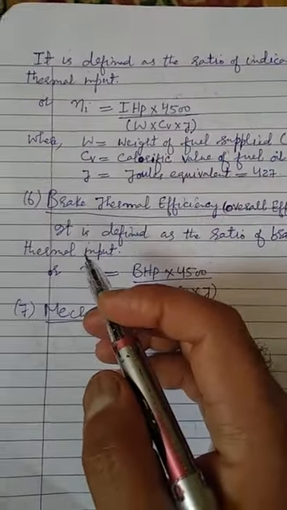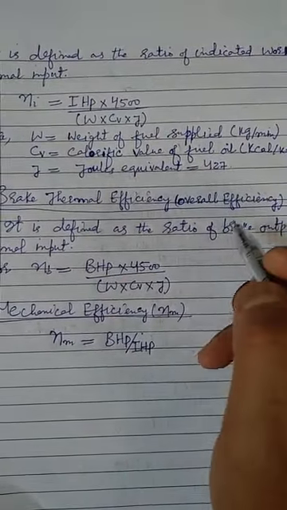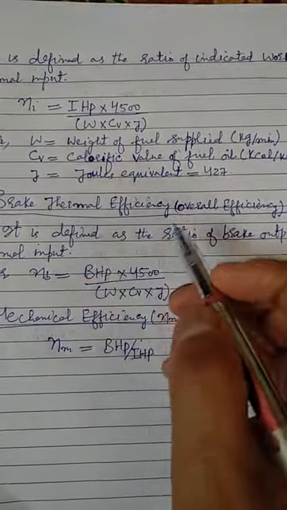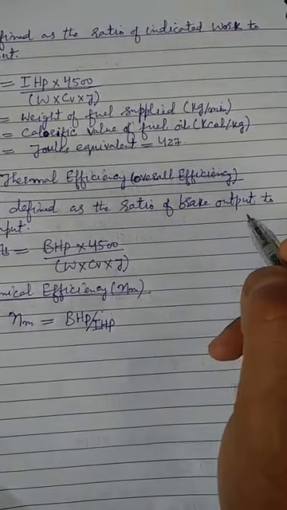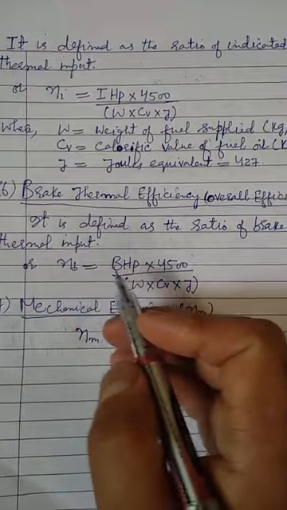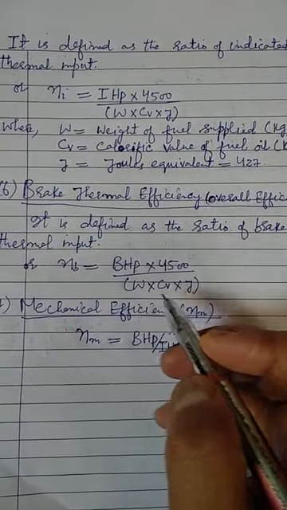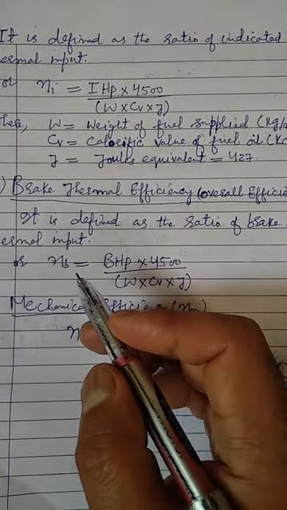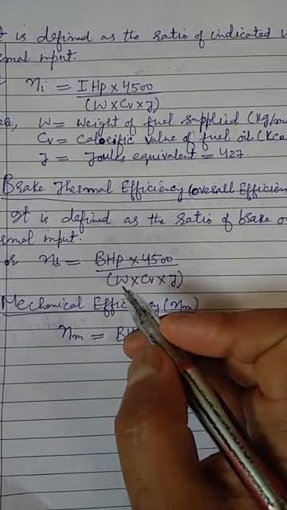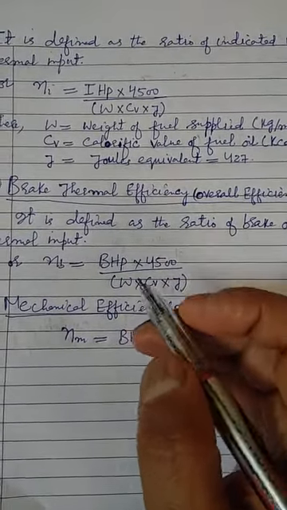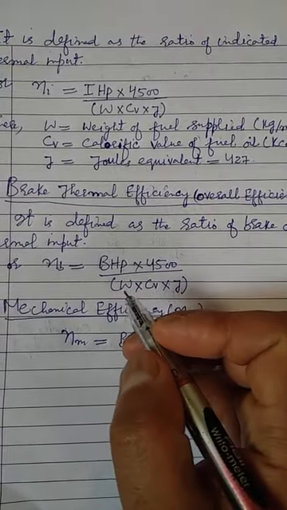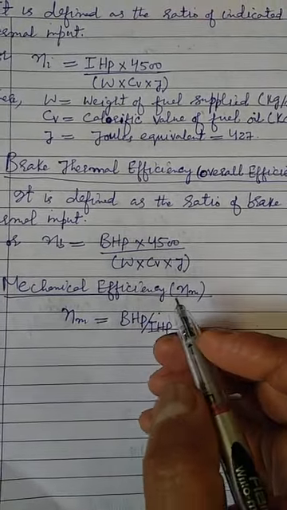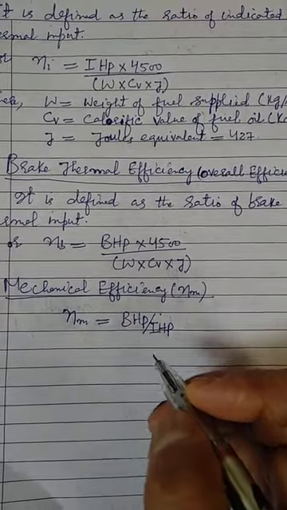Now coming to the brake thermal efficiency, also called overall efficiency or net efficiency. Brake thermal efficiency, or overall efficiency, is defined as the ratio of brake output to thermal output. That means brake horsepower divided by the energy given by W kg of the fuel, that is, the total energy given by the fuel you are supplying to the engine. Similarly, mechanical efficiency, designated eta m, is equal to brake horsepower divided by indicated horsepower.